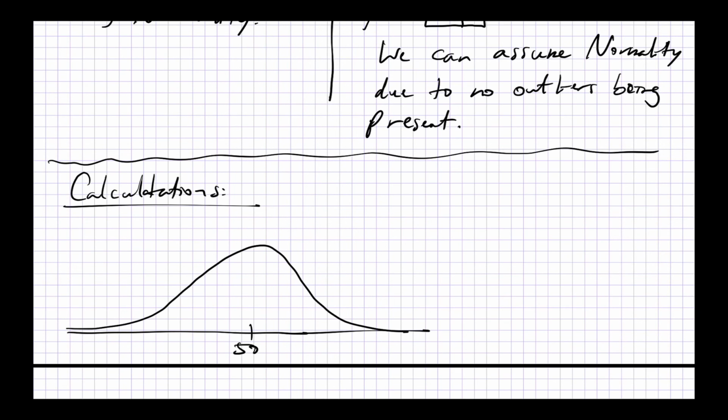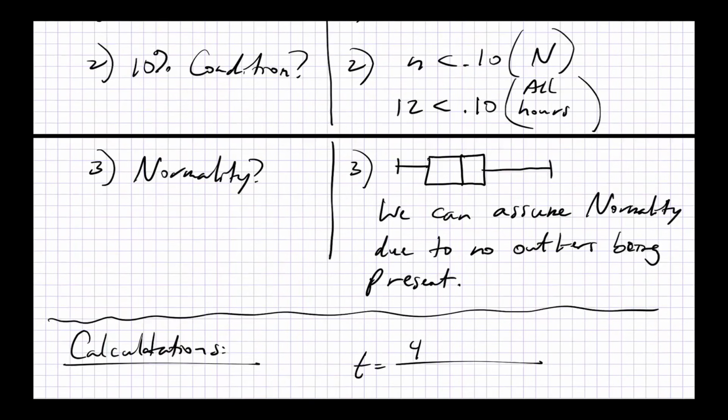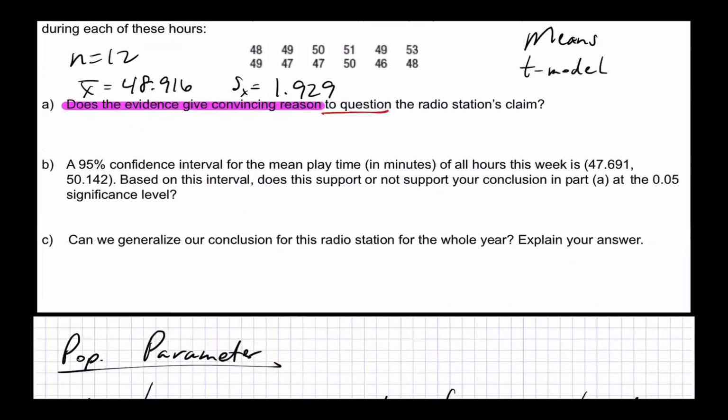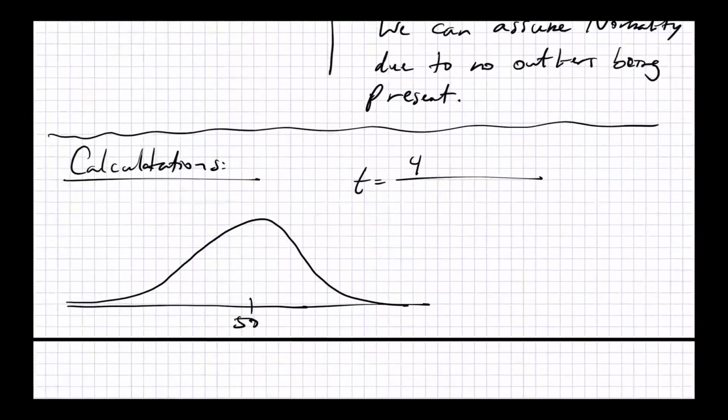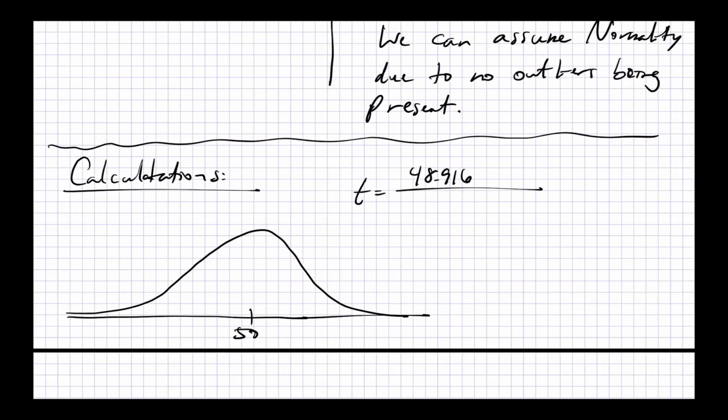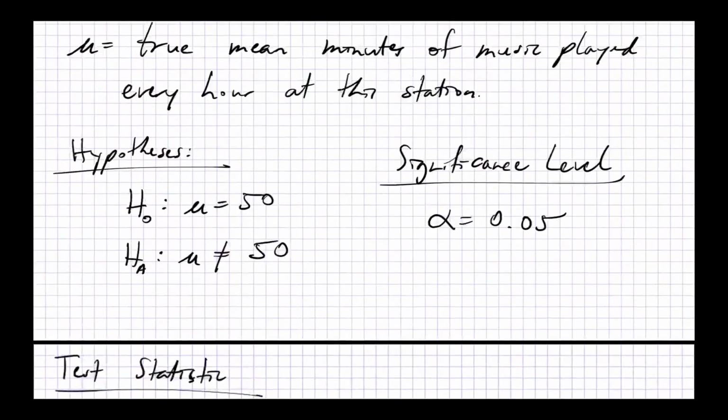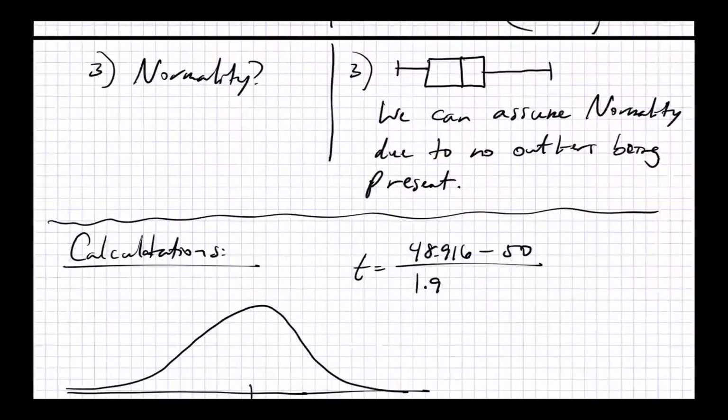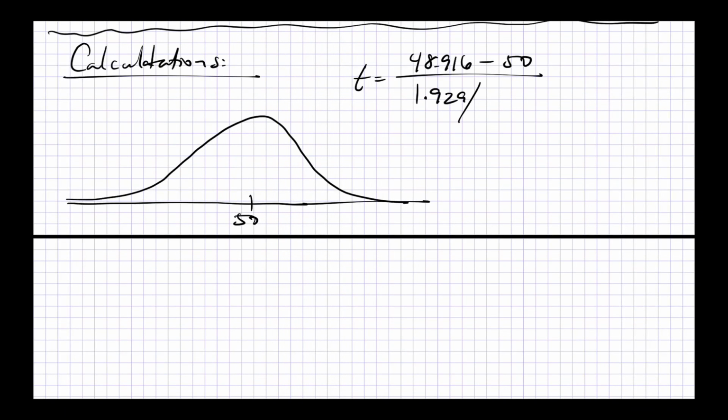Okay, so the mean was 50. What did we get? What was our X bar? 48.916 minus 50. And the standard deviation was 1.929, divided by root 12. So we have 48.916. Which way do we shade? Left.